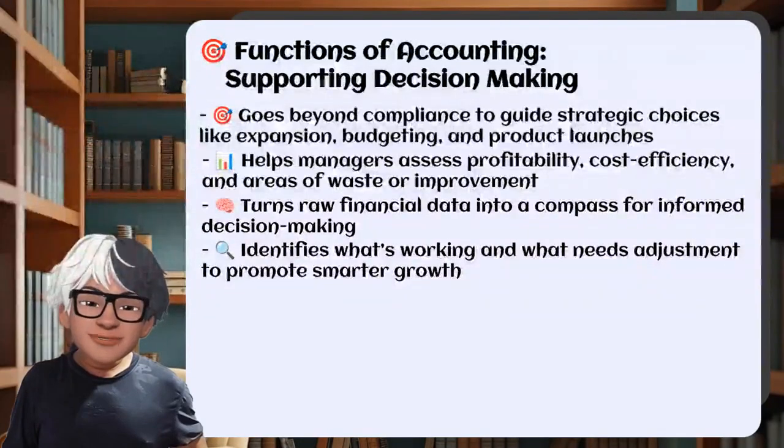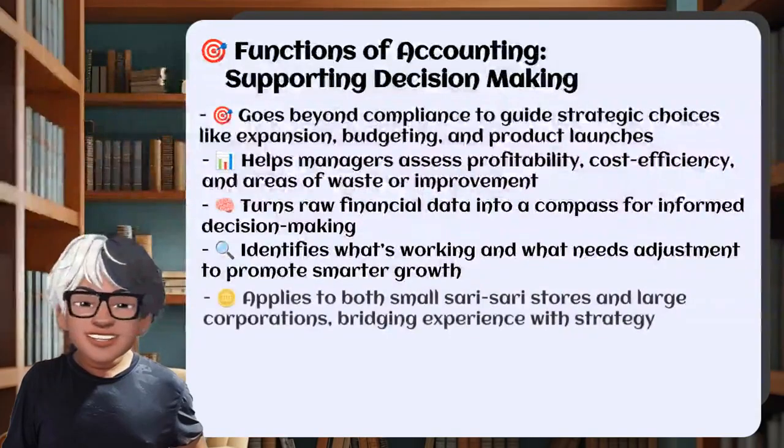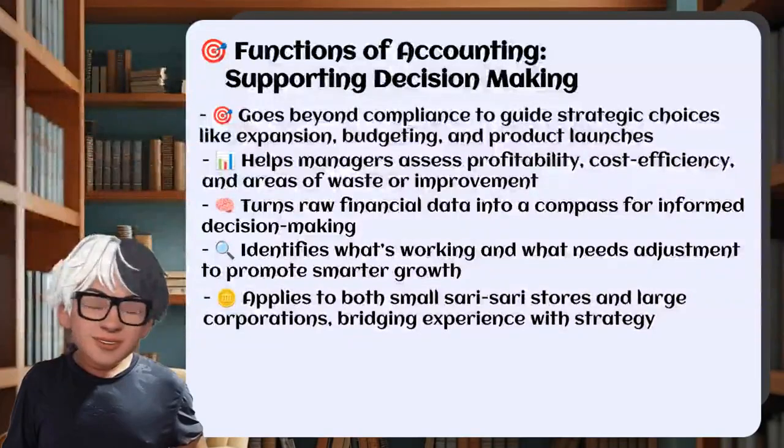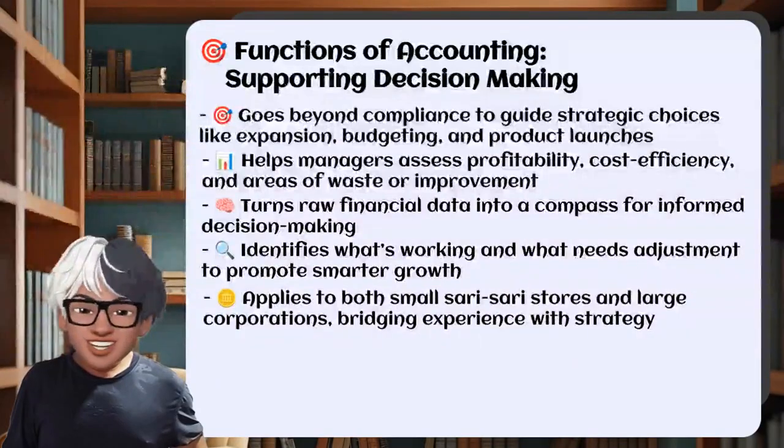Continuous monitoring keeps growth focused, avoiding reckless expansion or underinvestment. Smarter growth stems from understanding which levers to pull, and accounting shows where they are. Whether for small sari-sari stores or large corporations, this function makes the difference between trial and error and informed leadership.